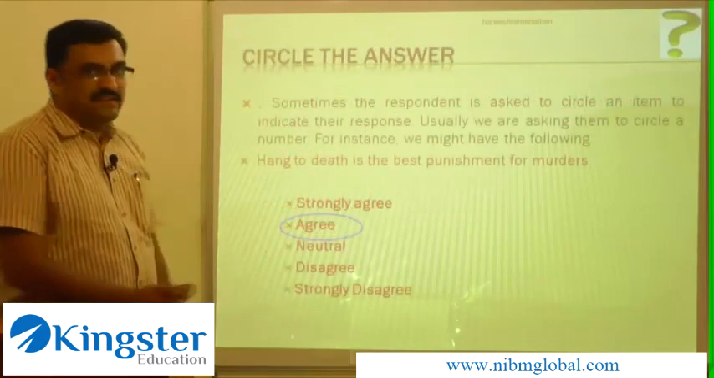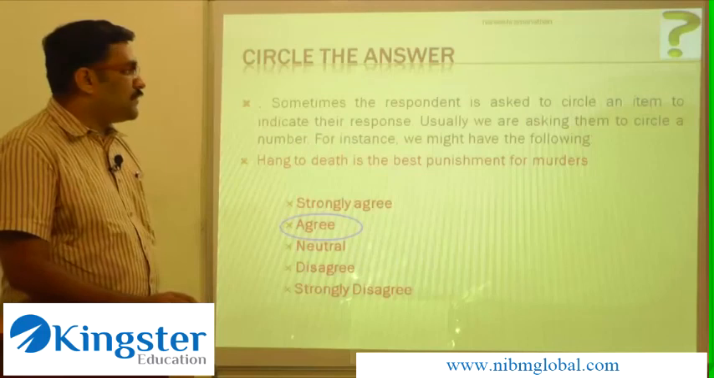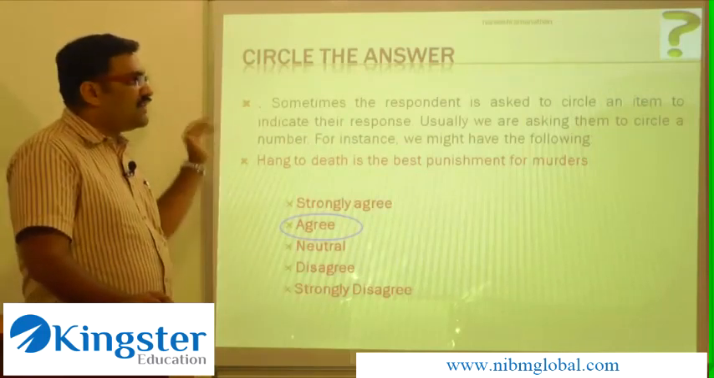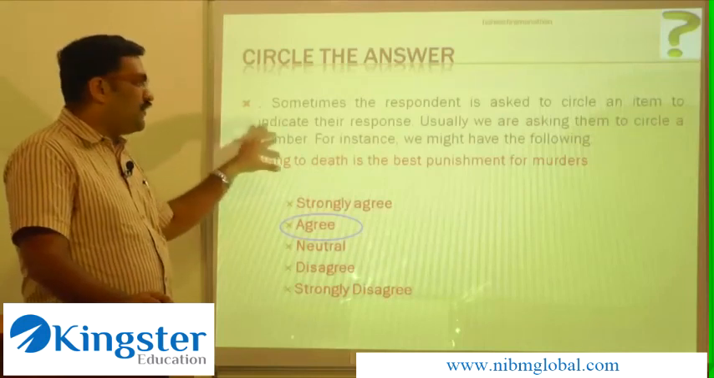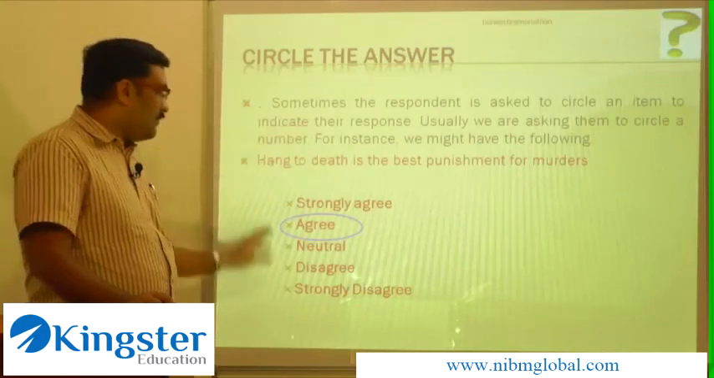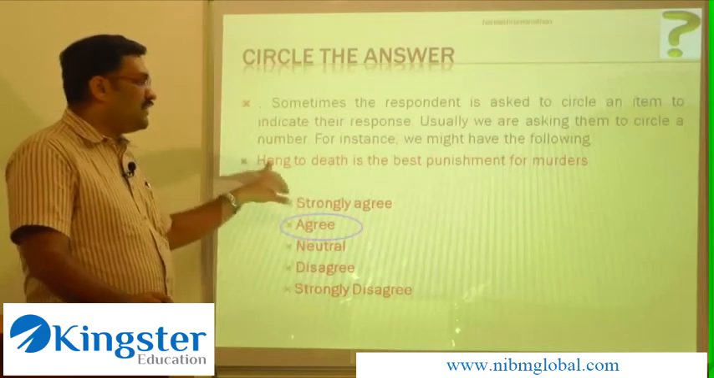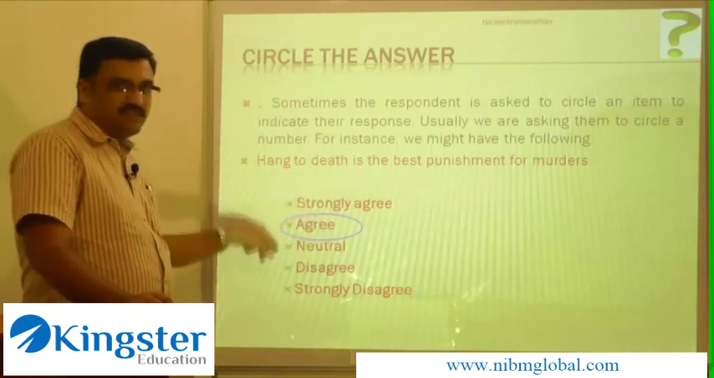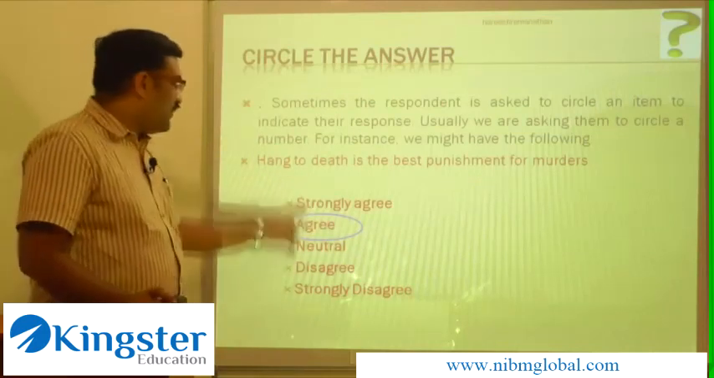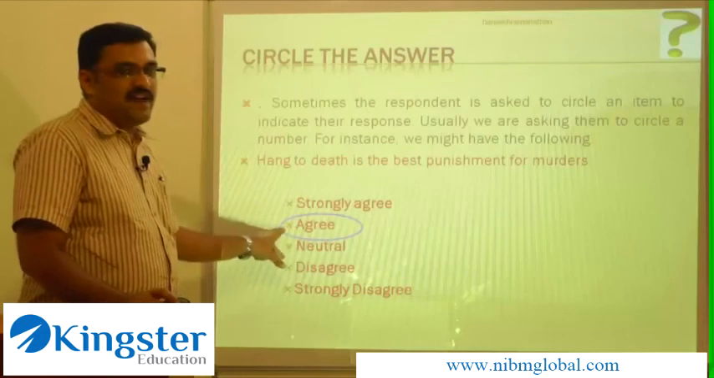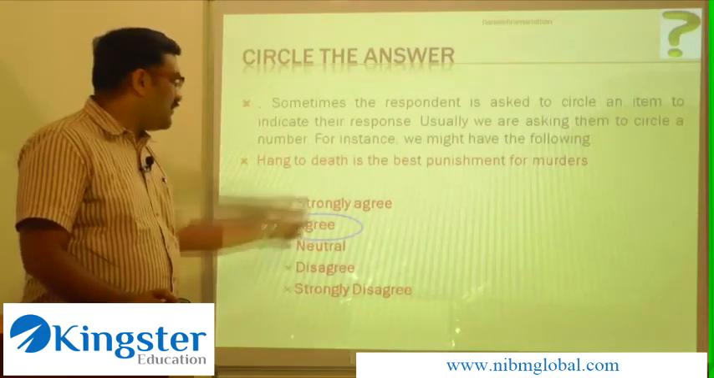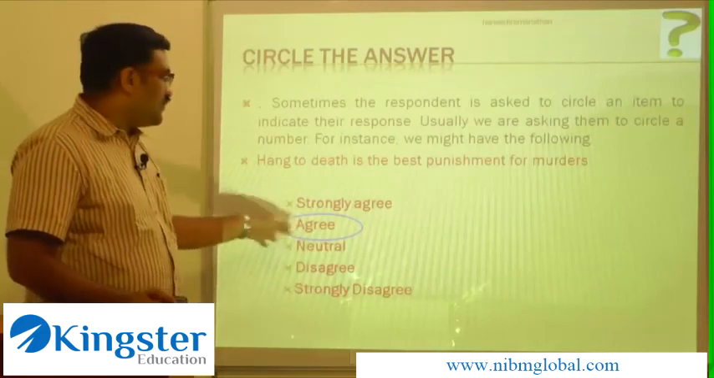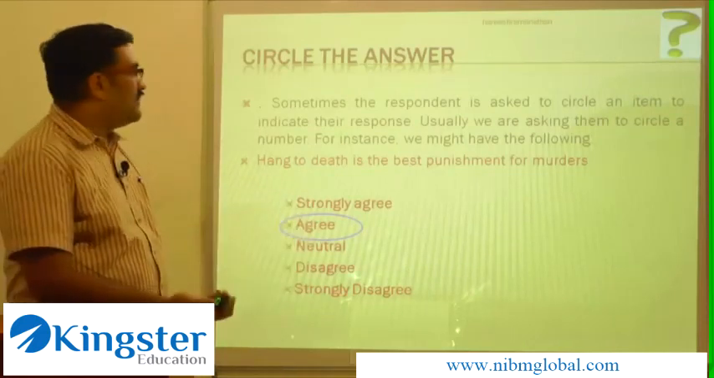Then circle the answer. This is another format. Sometimes the respondent is asked to circle an item to indicate their response. Usually we ask them to circle a number, either a number or an option. For instance: hanging to death is the best punishment for murderers. If you agree, you can put a circle mark here. If you put a circle like this, the answers will be concrete. If you put a tick mark, sometimes the end of the tick mark can go to the next option. So with circling, more clarity is involved.